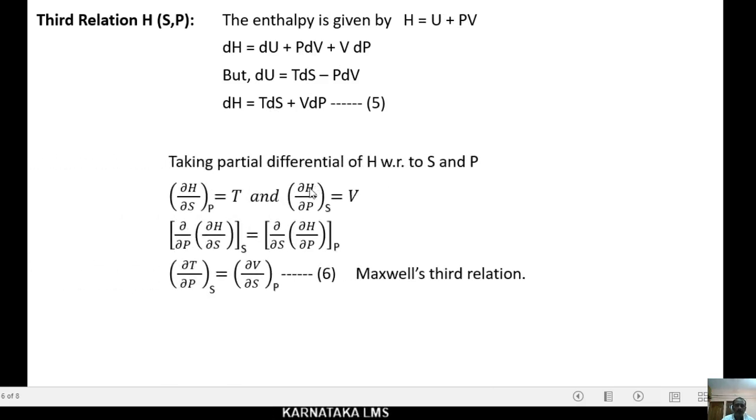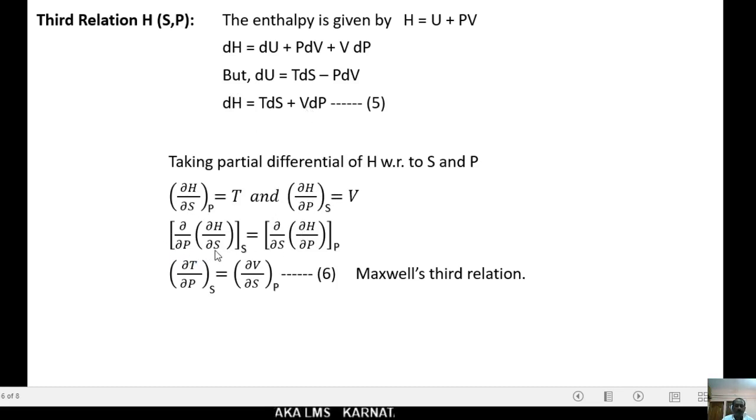Here, taking partial differential of enthalpy as a function of S and P. Therefore, ∂H/∂S is equal to T, and ∂H/∂P, you can use only the terms S and P here in the denominator. Here the main function is H, enthalpy. Therefore, ∂H/∂S is equal to T, and ∂H/∂P equals V here.